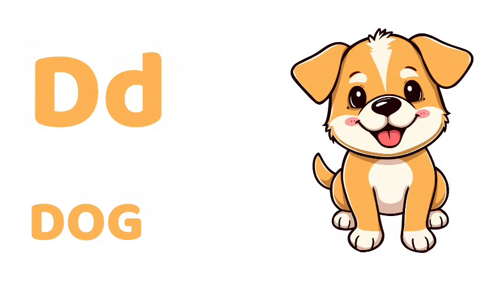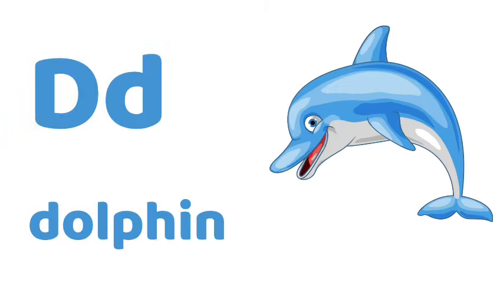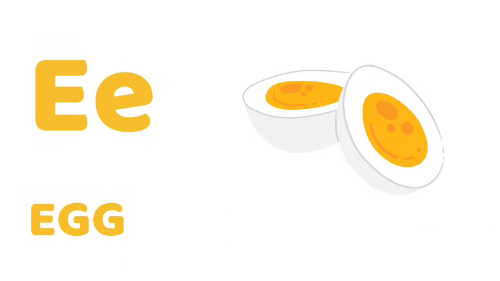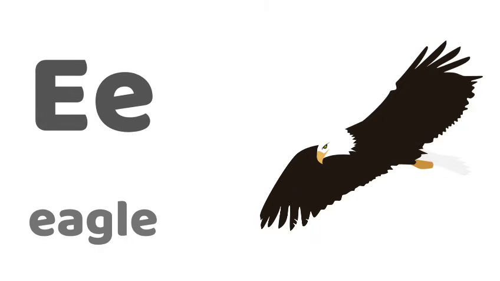D is for dog. Dog. D is for dolphin. Dolphin. E is for egg. Egg. E is for eagle. Eagle.